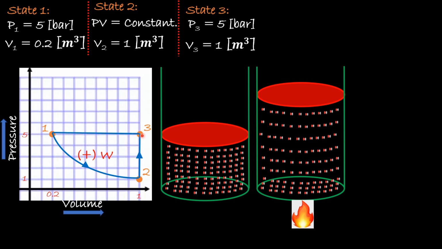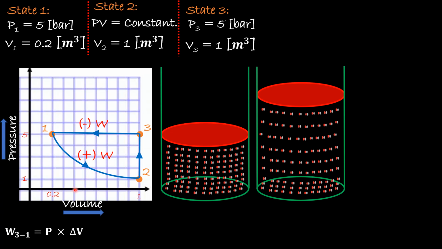So now we will go back from 3 back to 1. And as you can see, this work goes from the right to the left, so toward the left direction. So it will be negative work. So now what's happening is that when the gas reached 5 bars, we applied a constant pressure from the piston on the gas to take it back to its original volume of 0.2.